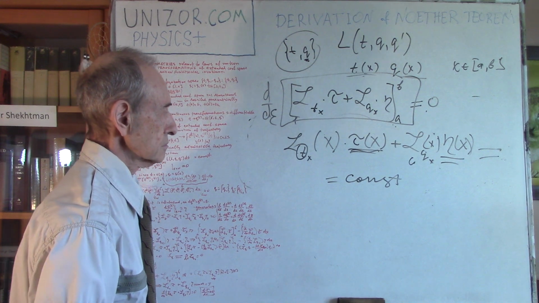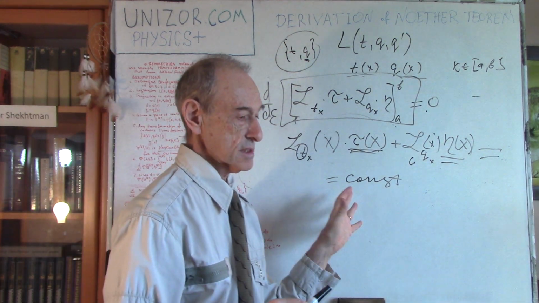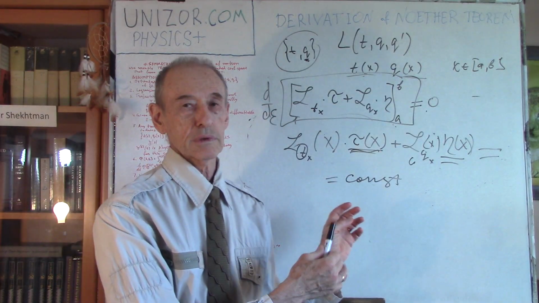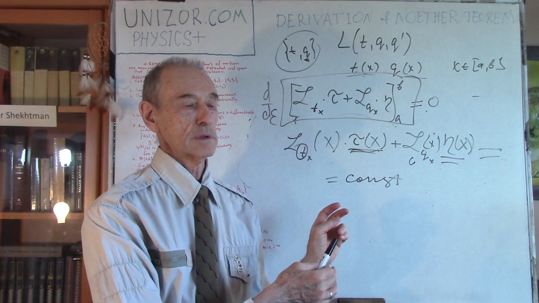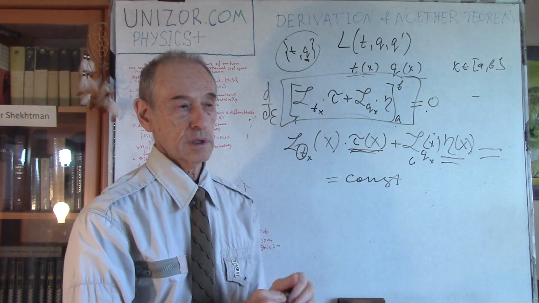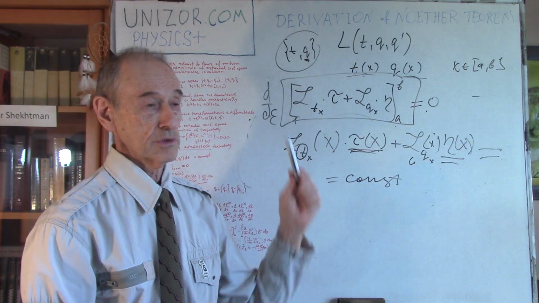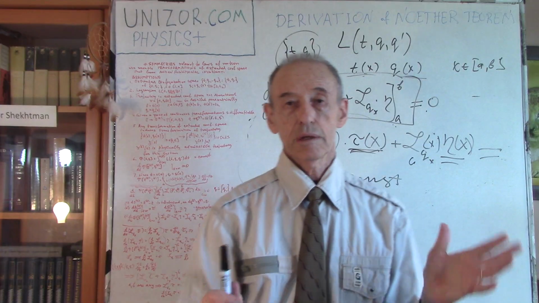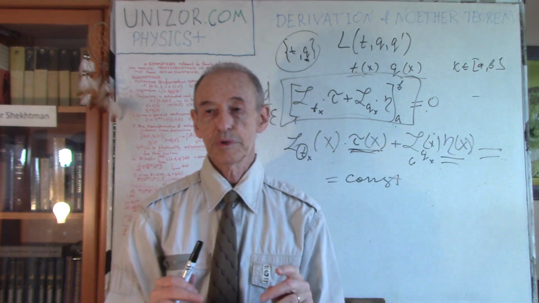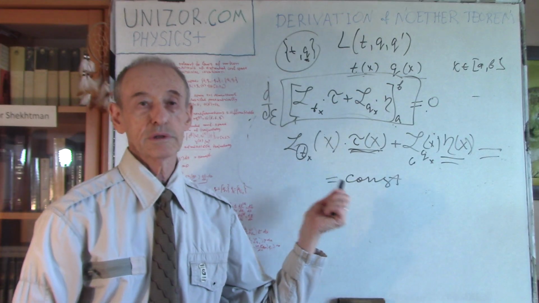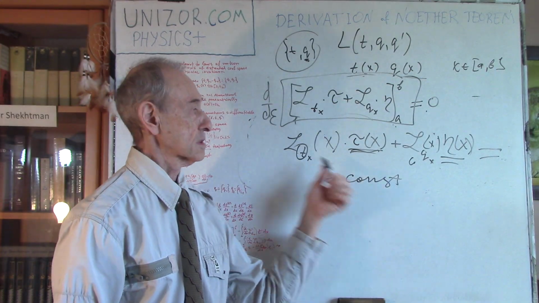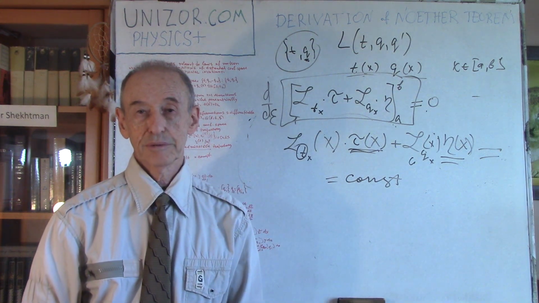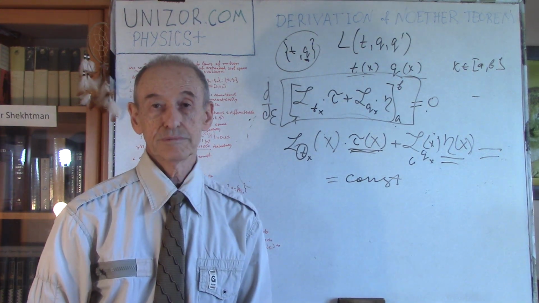So this is the result. I skipped all the simple calculus transformations. It's all in notes for this lecture, which is on unizor.com, by the way. So this is the result. And next lecture, I will use this particular transformation law, the constant of this particular thing, to derive any kind of a law of conservation.